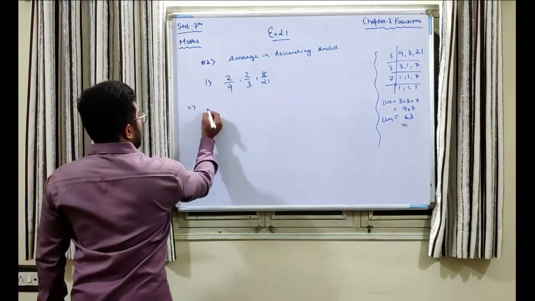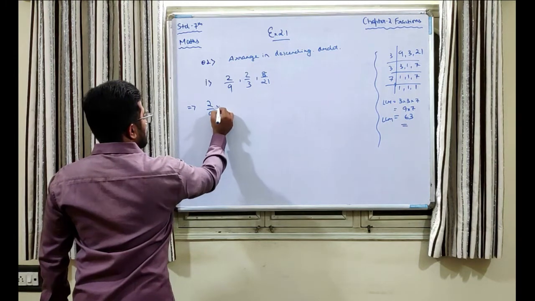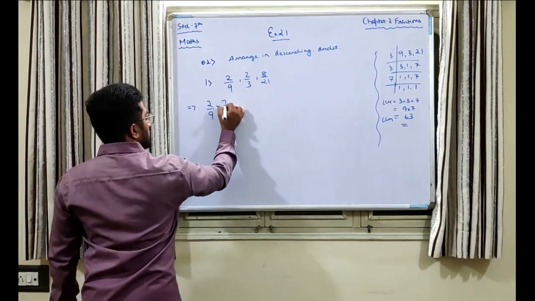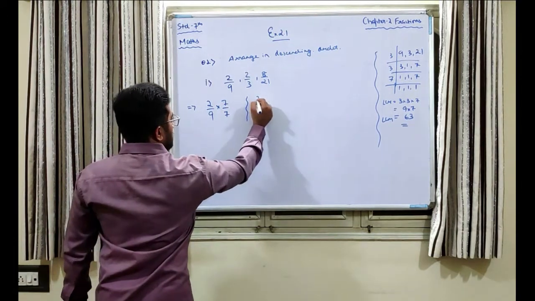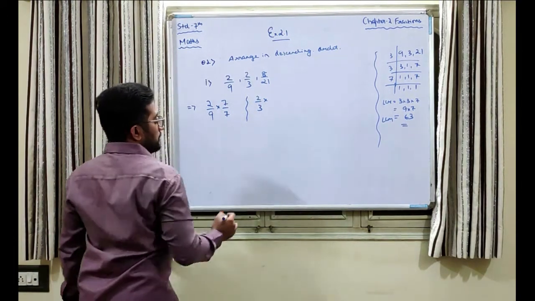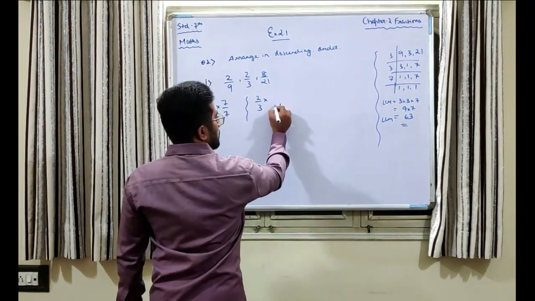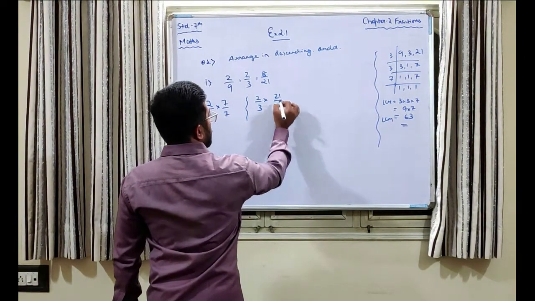So first of all, let us bring 2 by 9 to 63. So we will multiply here with 7, here 7. Similarly, let us bring 2 by 3 to 63. So we will multiply here 21 upon 21. Okay.